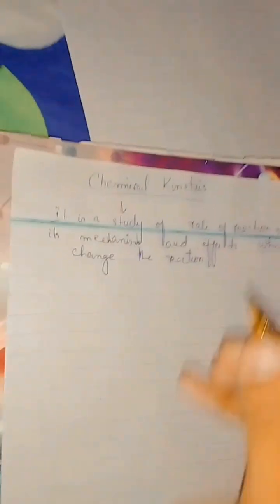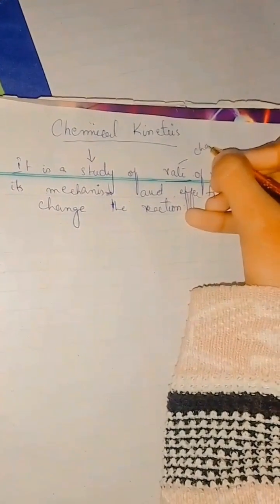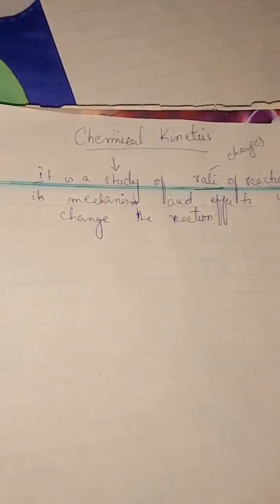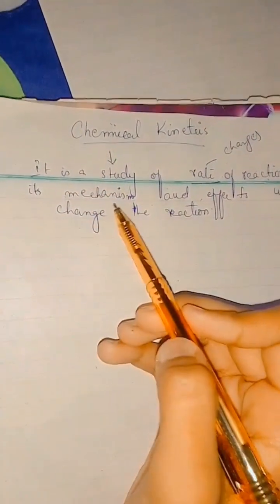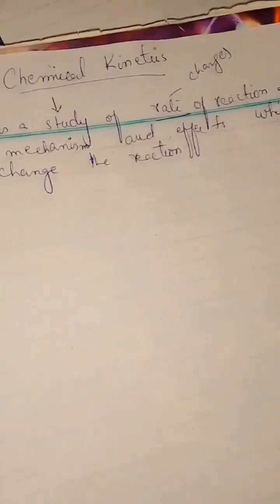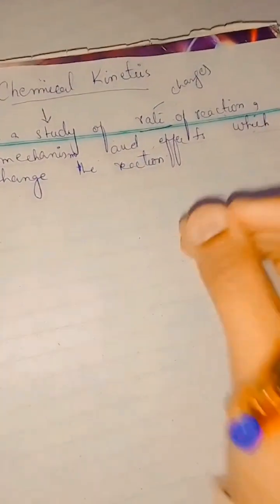Now let's understand that definition, what does it mean. Basically, chemical kinetics is the study of the rate of reaction. Rate means the change in the reaction, and all about its mechanism, as well as the effects. And what type of effects? For example, there is a reaction, we give a temperature to that reaction, what will be the effect on that reaction?